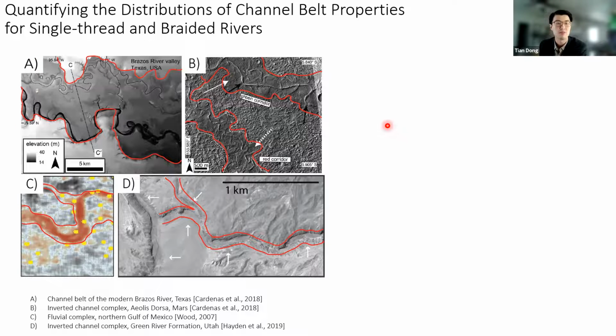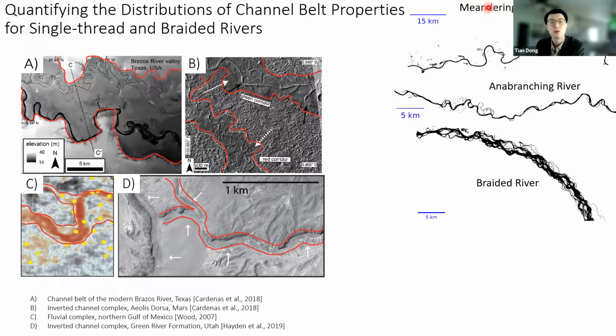Here I'm showing maps of several different channel belts. In A is the modern Brazos River channel belts, and in B is the channel complexes on Mars, this is the Aeolis Dorsa. In C, this is the ancient channel systems showing seismic data in the northern Gulf of Mexico. And in D is outcrop data from the Green River Formation in Utah. So they're quite common everywhere. And the goal, again, is to hopefully identify what kind of river formed this.